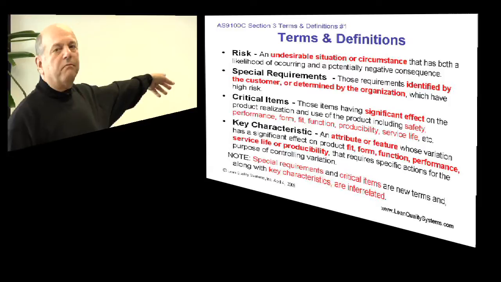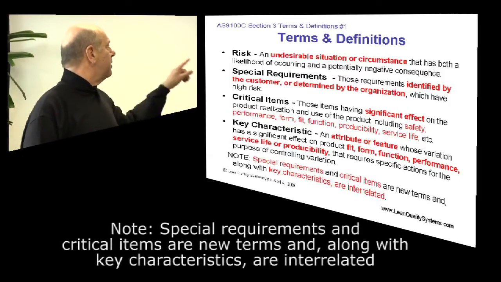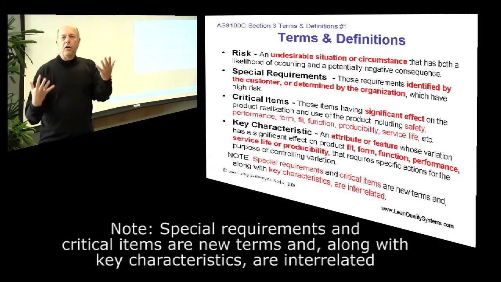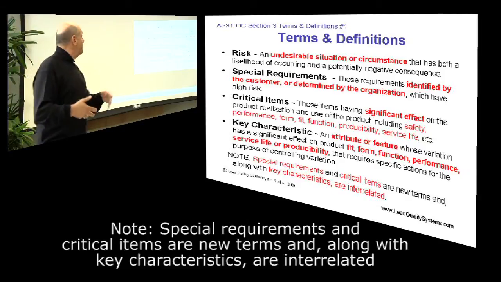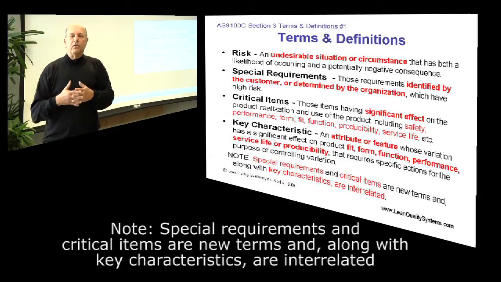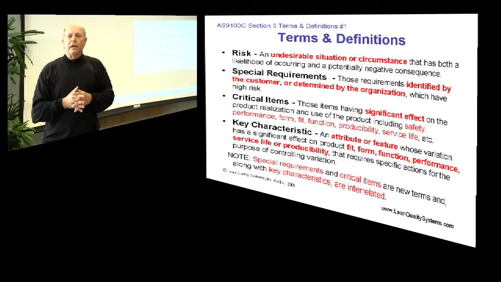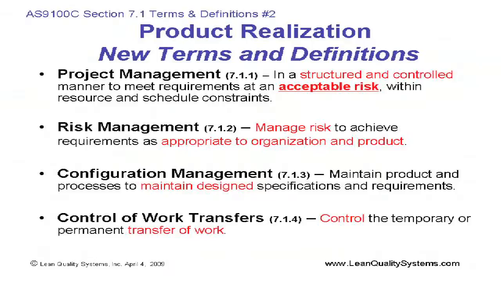And down at the bottom, they have a note. It's actually defined in the standard. They say special requirements and critical items are new terms, and also key characteristics. They're interchangeable. Doesn't make any difference. You can say special requirements, you can say critical items, you can say key characteristics. They're interchangeable because the same thing applies. They have to be addressed, they have to be documented, and there has to be a record of it. Simple as that.